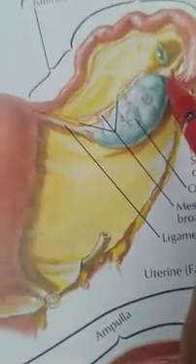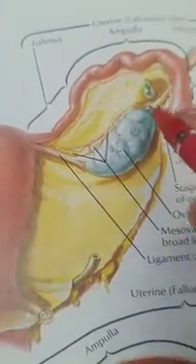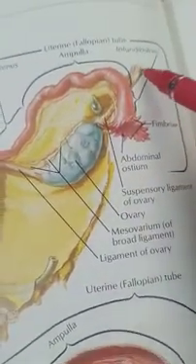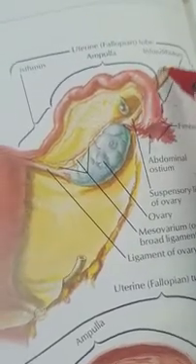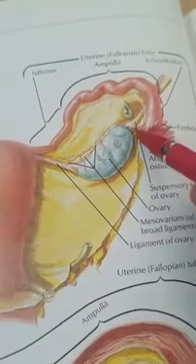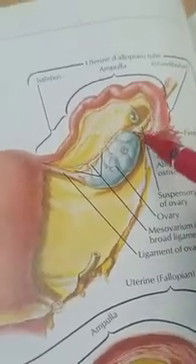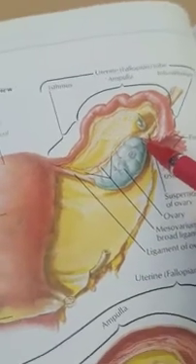And this, you can see the suspensory ligament of ovary is attached to the upper pole. This is the suspensory ligament of ovary, this one. So this is attached to the upper pole of the ovary. Through the suspensory ligament we can see the ovarian vessels are coming.